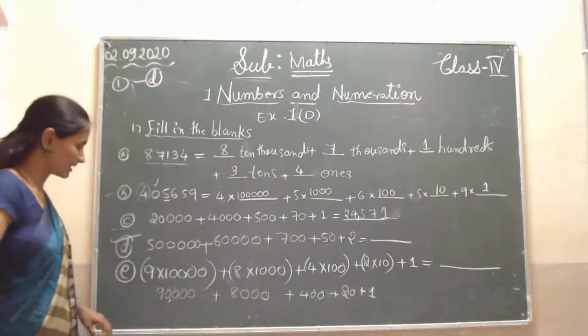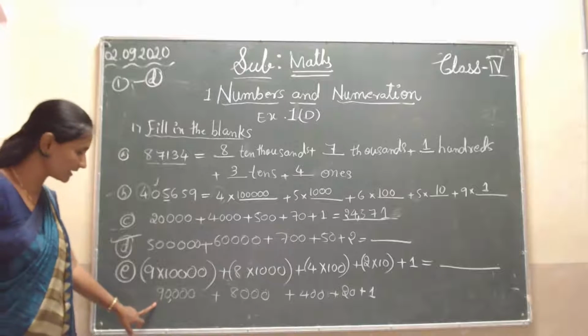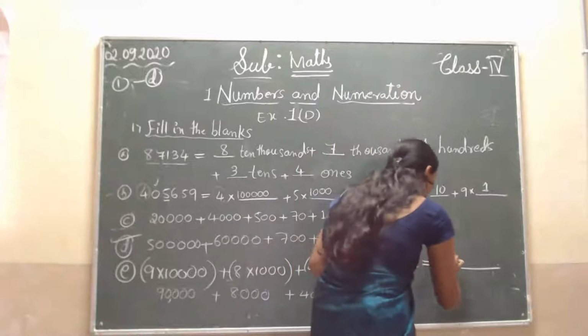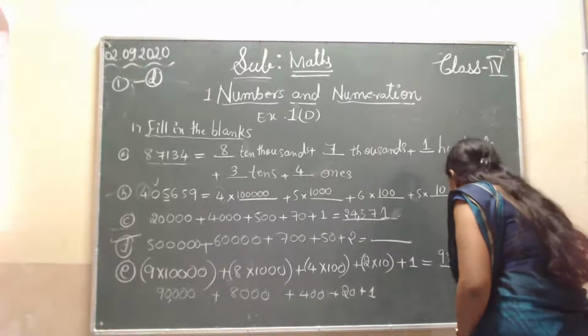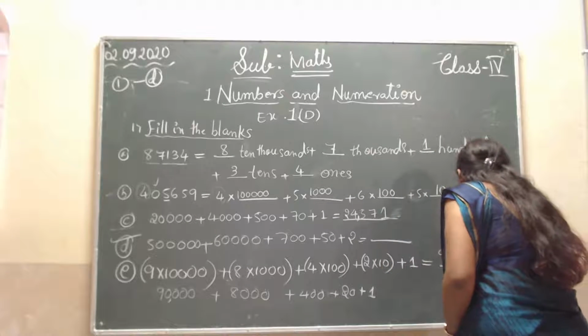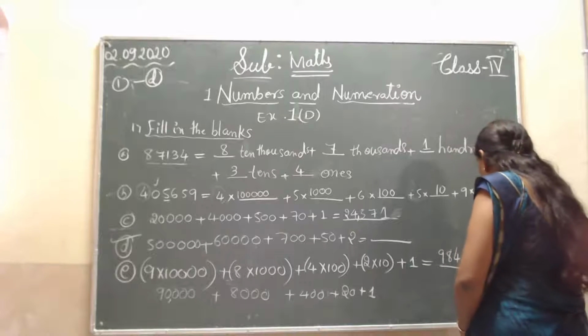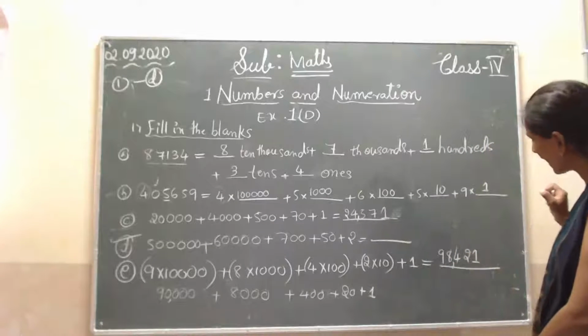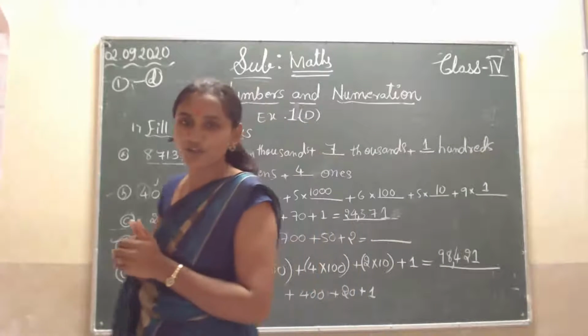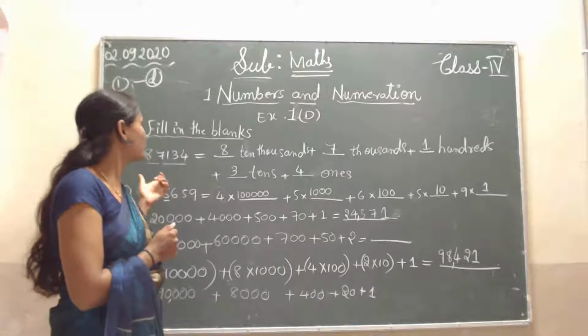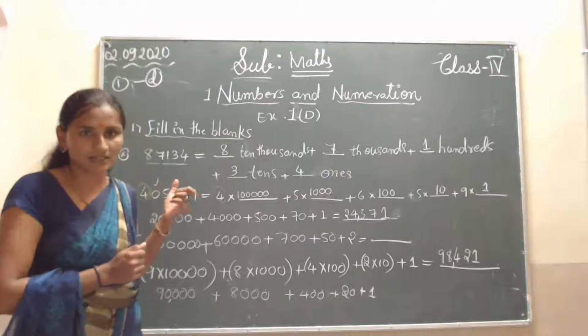So we'll write the numerals. First, what is the number here? 9. Yes, the 10,000 place is 9. The 1,000 place is 8. The 100 place is 4. The 10 place is 2. Last is 1. What is the value? 98,421. Okay, students, understood this? So this is the first main. Fill in the blanks is completed now.